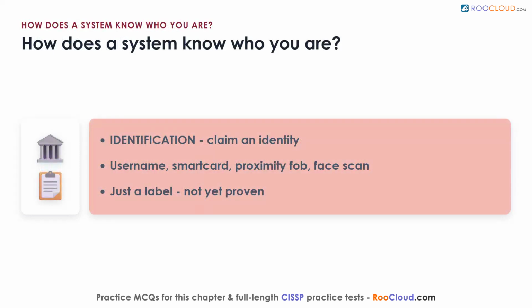How does a system first know who you are? Through identification. Identification is simply claiming an identity, nothing more. You might type a username, tap a smart card, wave a proximity fob, or present your face to a scanner. The system needs this label so it can attach everything that follows to one account. Think of signing your name at a front desk. You have announced who you are, but you have not yet proven it.